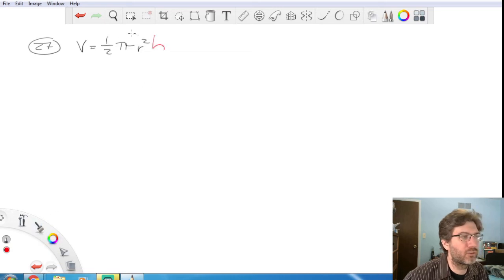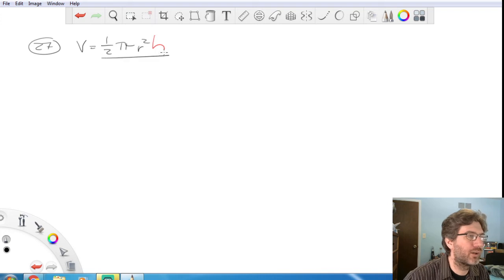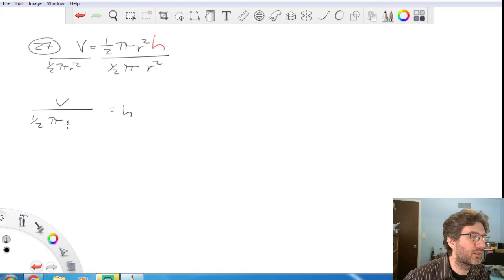And you'll note everything is multiplication here. So I'm going to just divide by everything that's attached to h. I'm going to divide by 1/2, divide by pi, and divide by r squared. That's all going to cancel and leave you with h on that side. But if I do it to that side, I have to do it to this side. So I'm going to get v over 1/2 pi r squared.